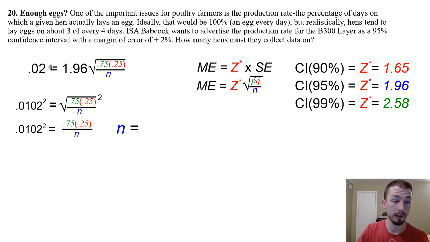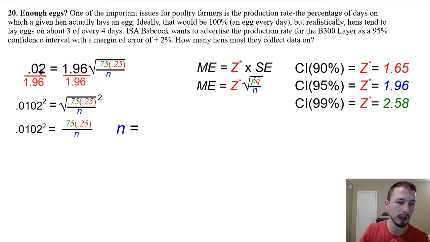So a margin of error of 2%, so 0.02, is equal to the critical value, which for 95% confidence is 1.96, times our standard error, which is the square root of p hat times q hat divided by n. In this case, they believe it's going to be 3 out of every 4 days, which is a 75% probability that they will successfully lay an egg on any given day. So the probability that they don't would be 25%, which is 1 out of 4 days, and then divided by our n, which is what we're trying to solve for. So we've got to get the n by itself, but it's trapped under the square root, so we've got to do our math.